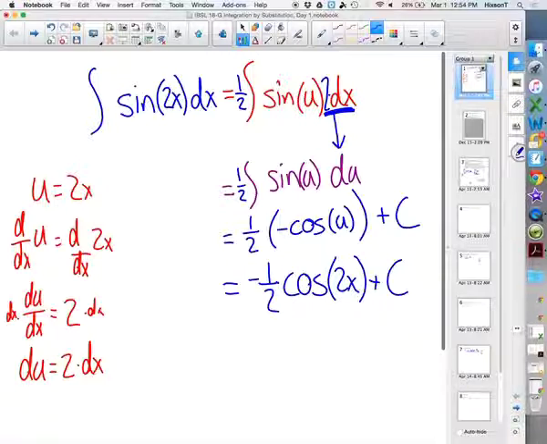That's really what's going on behind the scenes of this rule that we've been using. 1 over the constant, 1 over the derivative of the inside, times the integral of the outside. Okay? So that's why we call this u substitution. I'm taking that inner function, I'm replacing it with u, but then I have to figure out what du equals and make sure that I actually get that in here before I can integrate. Okay?